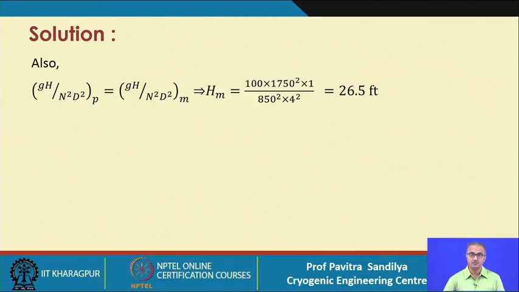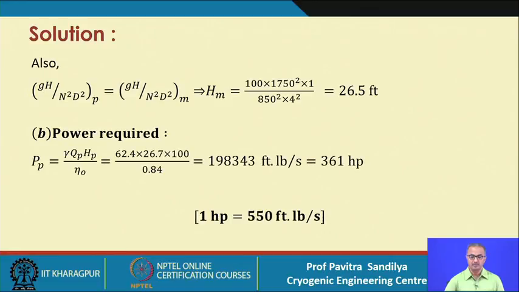Next, we have to find out the head of the model pump. So, again we go for the similarity analysis. This is the similarity equation we get for the prototype and the model, and now we plug in the values for each of these, and we find this is the value of the head that is developed by the model pump.